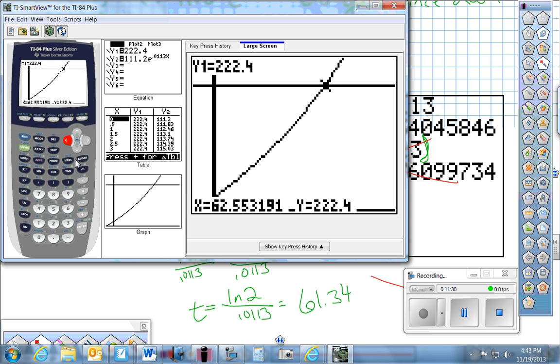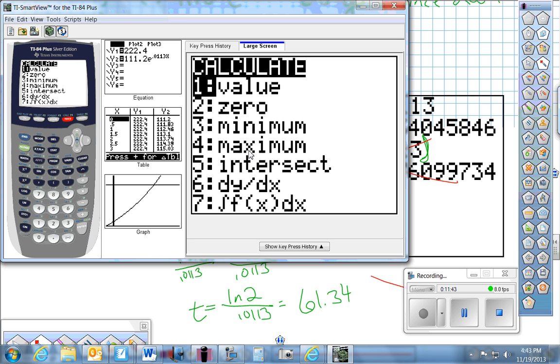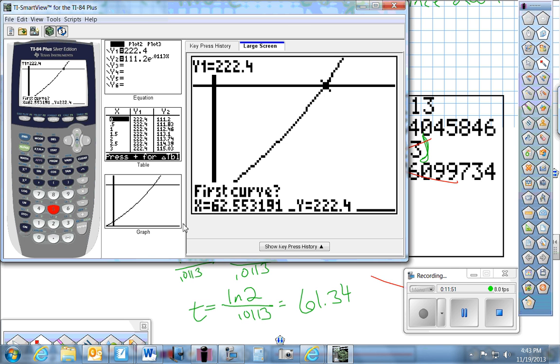Maybe one or two more. And so that's 62-ish. That's pretty close to 61-ish. If I wanted to know exactly and I wanted the calculator to actually do it for me, I could do second trace, because that says calculate up there, or it's your calculate menu. I want to find the intersection, which is option 5. I can hit 5 or I can scroll down and press enter.